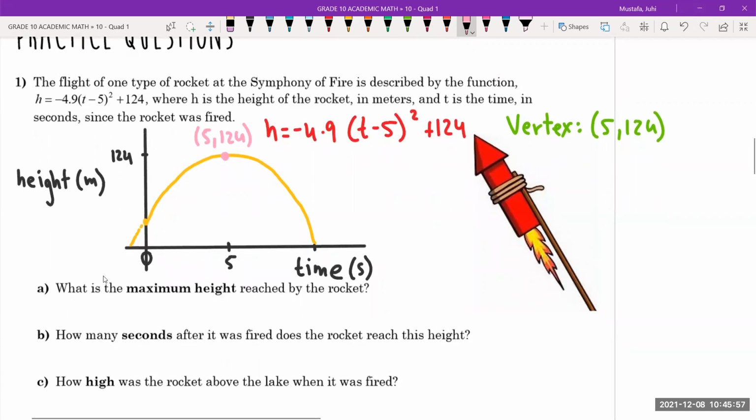The question says, what is the maximum height reached by the rocket? So what was the highest this rocket went? Shweta? Perfect. As soon as you figure out the vertex, it's going to give you the maximum height. It's going to be the second number. And we don't need to show any math. We just need to write down 124 meters. How did we figure that out? It's the y value of your vertex. It's this value right here.